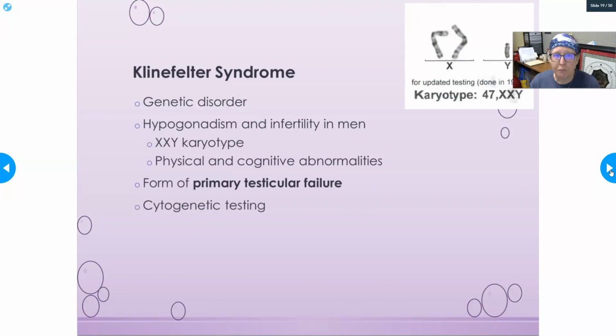Klinefelter syndrome is a genetic disorder. It leads to hypogonadism and infertility in men, and instead of being XY, they are XXY. So to have 47 chromosomes, it's karyotype 47 XXY. And so it's a form of primary testicular failure, and the way you diagnose it is through cytogenetic testing.